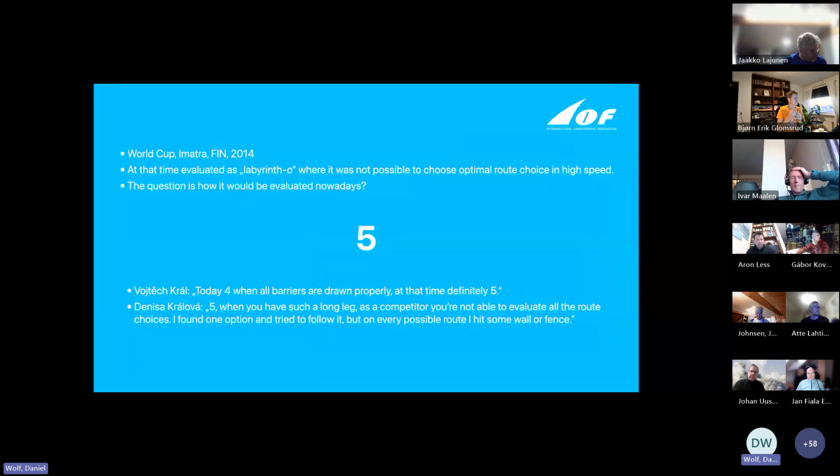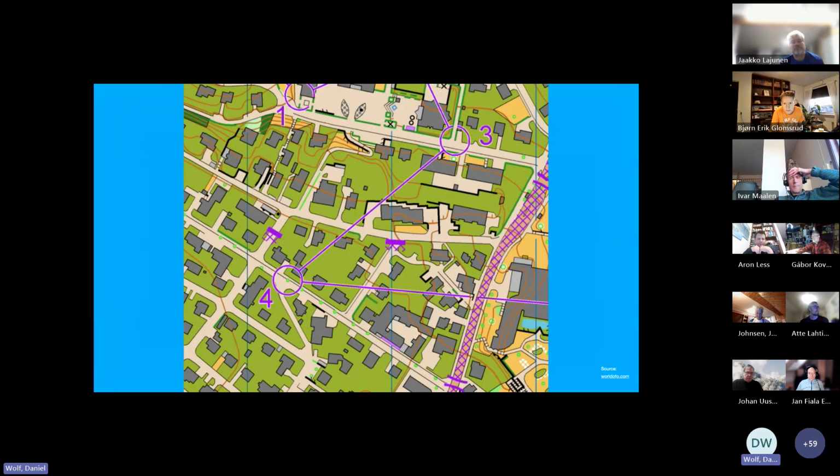Back to Imatra, we all agreed on 5 because of the not very well visible artificial barriers and fences. But as Wojtech said, probably around 4, so still somehow okay when drawn according to two days of practice with clear purple barriers and very visible artificial barriers. But it's definitely on the edge, 4 to 5, even still today. So let's go further. The next example I have is from the World Cup 2025 in Switzerland. Please focus on the leg from control number 3 to 4 in the men's class, and you can vote.